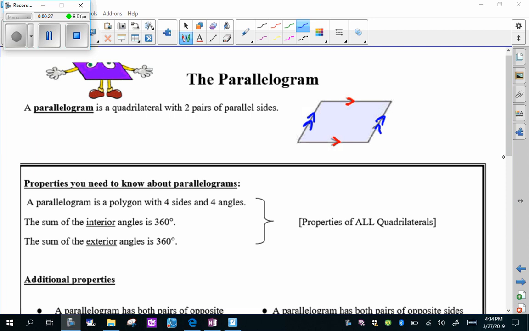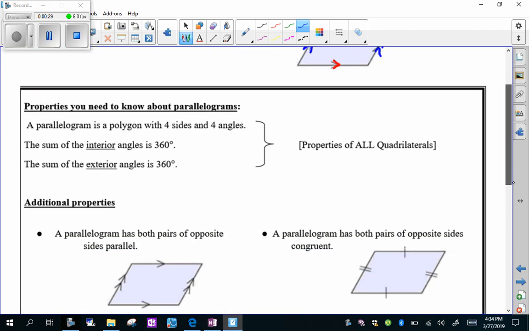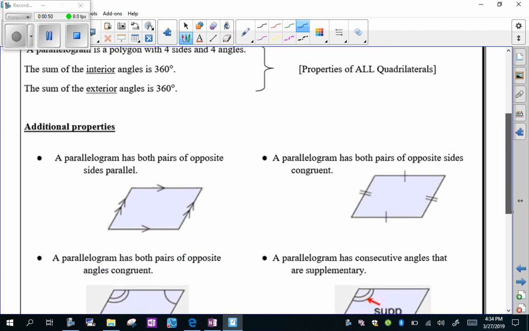All right, some different properties. Some properties you need to know about parallelograms are that a parallelogram is a polygon with four sides and four angles, and the sum of the interior angles is 360 degrees. And the sum of the exterior angles is also 360 degrees. Now, some additional properties that are very important.